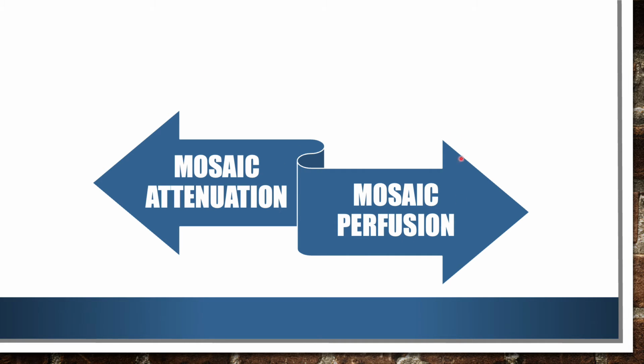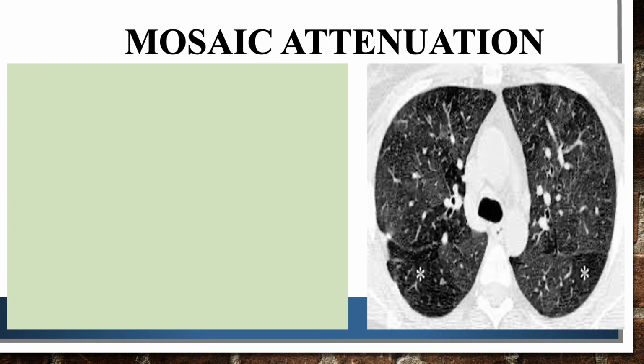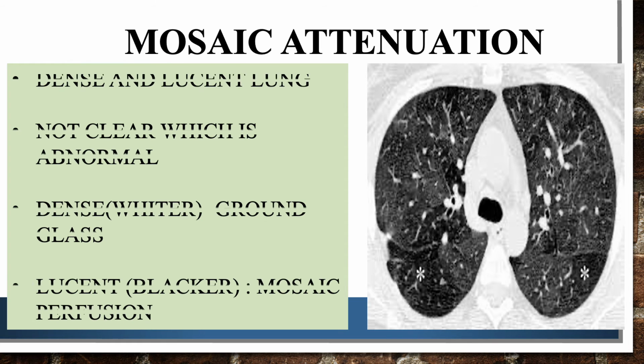Another main problem that people make is the differentiation of mosaic attenuation and mosaic perfusion. So, mosaic attenuation is not synonymous with mosaic perfusion, and although they look identical, mosaic attenuation comprises of mosaic perfusion rather than the other way around. So, if we're talking about mosaic attenuation, just to quickly understand, mosaic attenuation comprises of dense and lucent areas of lung, but it does not clarify which part of the lung is abnormal.